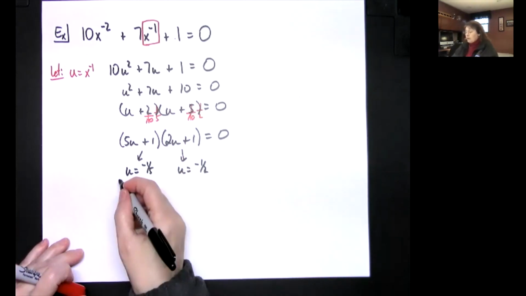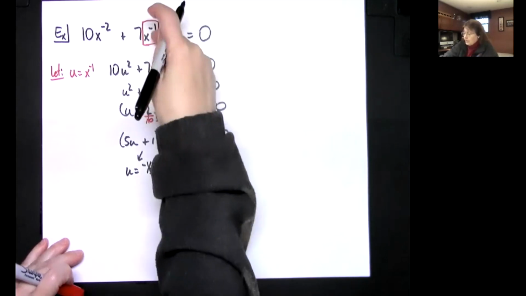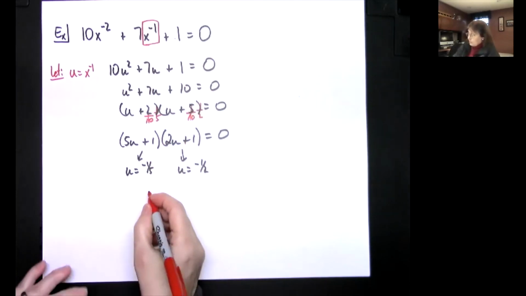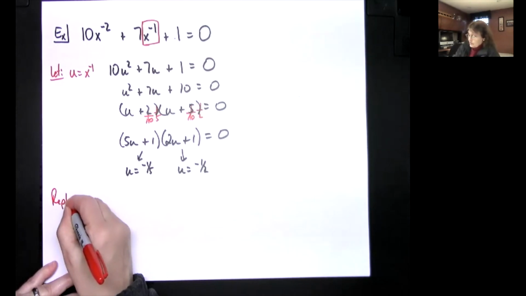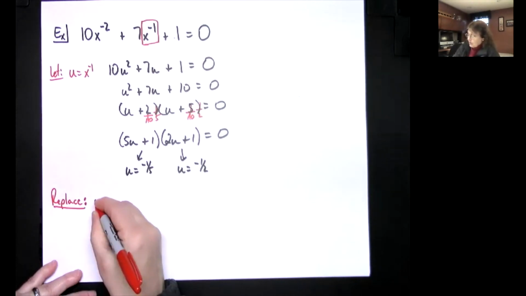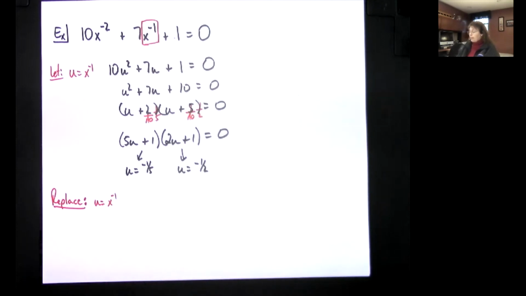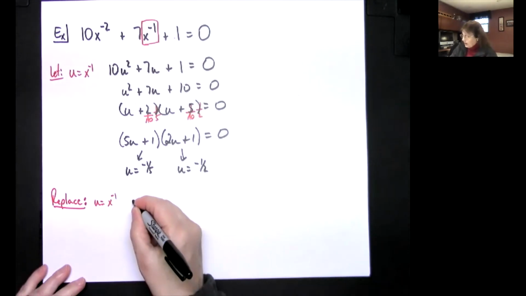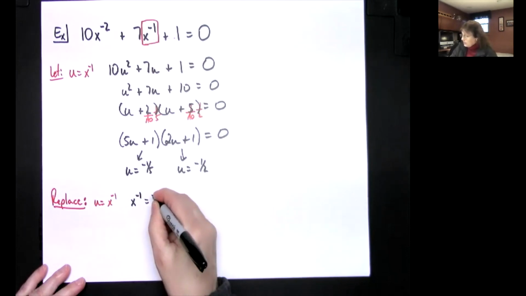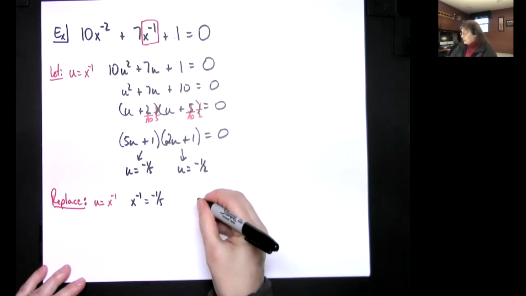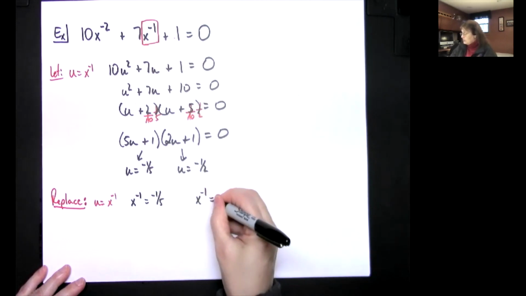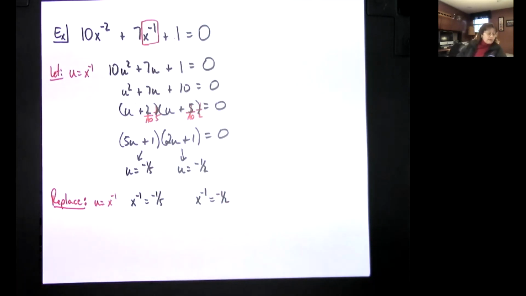Now from there, it's in terms of U. I don't want to stop. My original problem was in terms of x, so I need to go back and replace again. So I'm going to replace my U with my x to the negative 1. So I'm going to have x to the negative 1 is equal to negative 1/5 on that one, and on this one, I'll have x to the negative 1 is equal to negative 1/2. Now there are lots of different ways that we can do this. This one probably will be the least friendly.